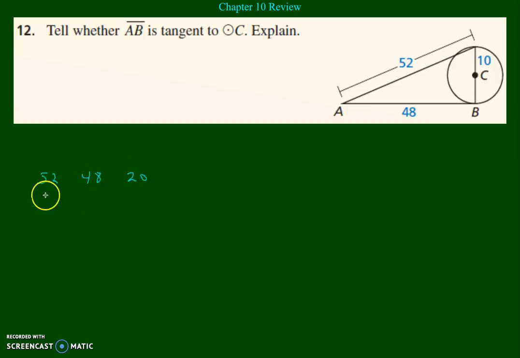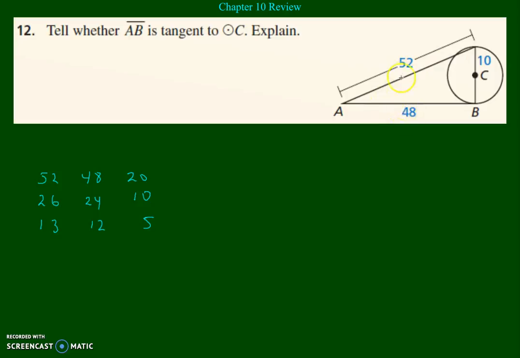If I divide these all by 2, that's 26, 24, and 10. If I divide them again, I get 13, 12, and 5. Yes, in fact, 5, 12, 13. It's a 5, 12, 13 right triangle. So this is a right triangle. This is the longest side. Now this is a point of interest.